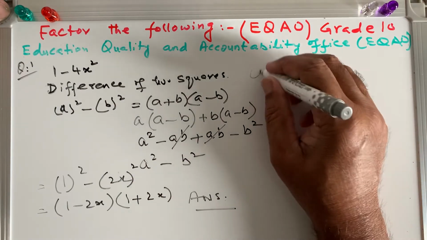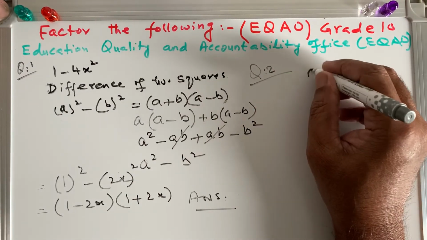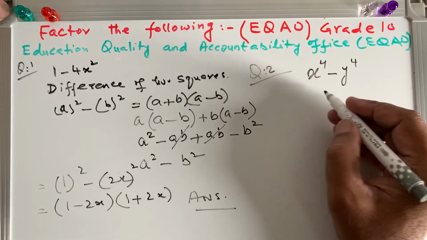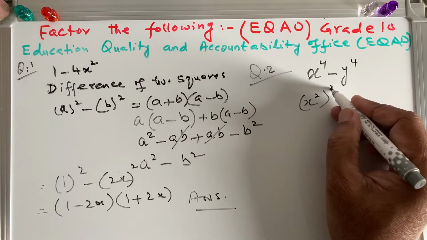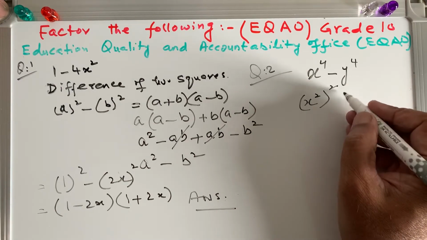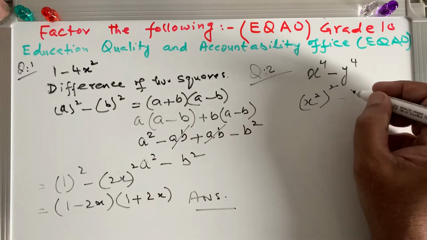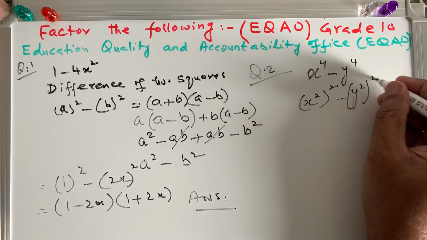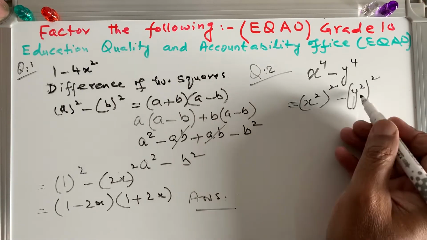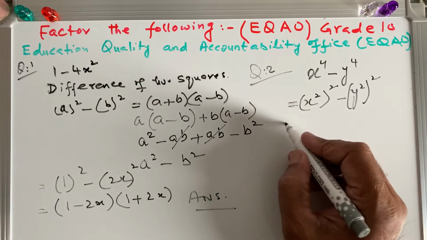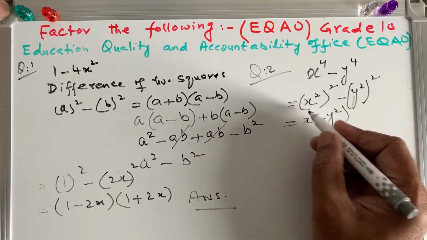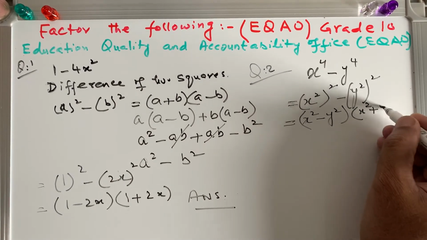So question number 2 is x power 4 minus y power 4, right? We can say that this can be written as x square whole square, right? x square squared is x power 4, and minus y square squared. So we didn't change anything, we just broke it up to show that it is a difference of two squares, right? So if it is a difference of two squares, I can write 1 time plus, 1 time minus: x square minus y square and x square plus y square.